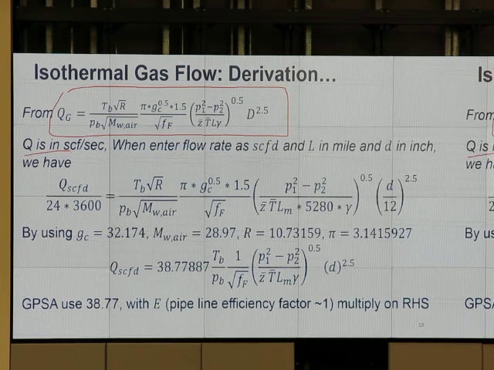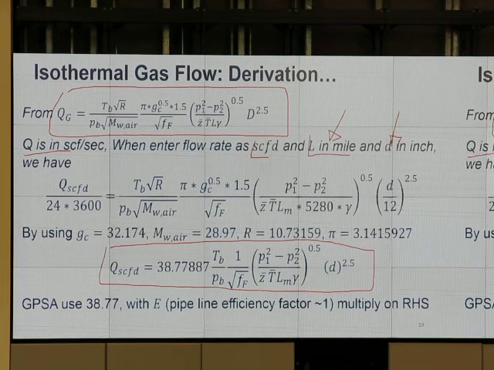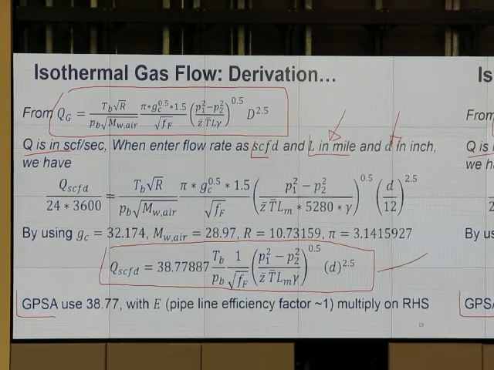Q is standard cubic foot per second. And when we enter flow rate as standard cubic foot per day, and L in mile and D in inch, we have a lot of conversion factors. So after some conversion, we can have the length in the unit of mile, diameter in the unit of inch, and Q instead of per second it will become per day. GPSA uses 38.77. So this is the form that we use.